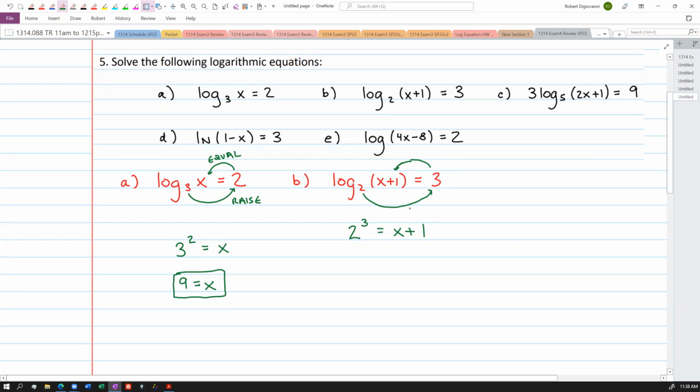2 to the third power is 2 times 2 times 2. That's 8 equals x plus 1. And now we have a nice little linear equation. Just subtract 1 on both sides. Minus 1, minus 1. You get 7 equals x.